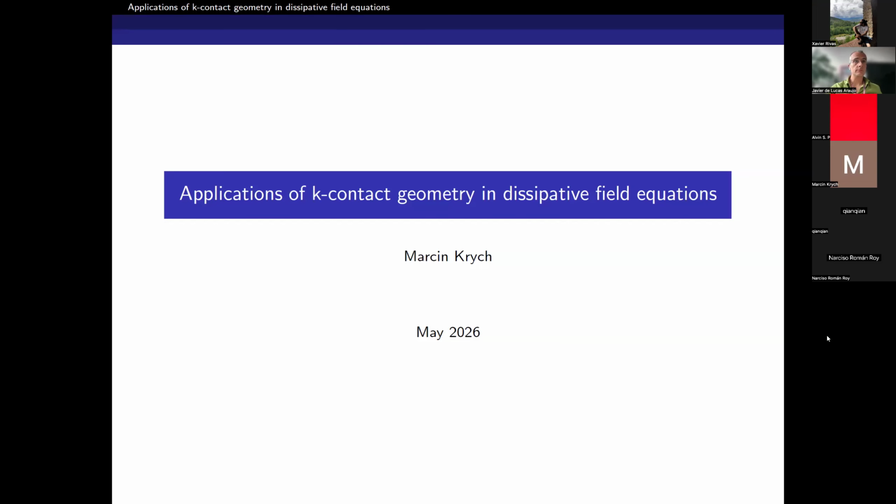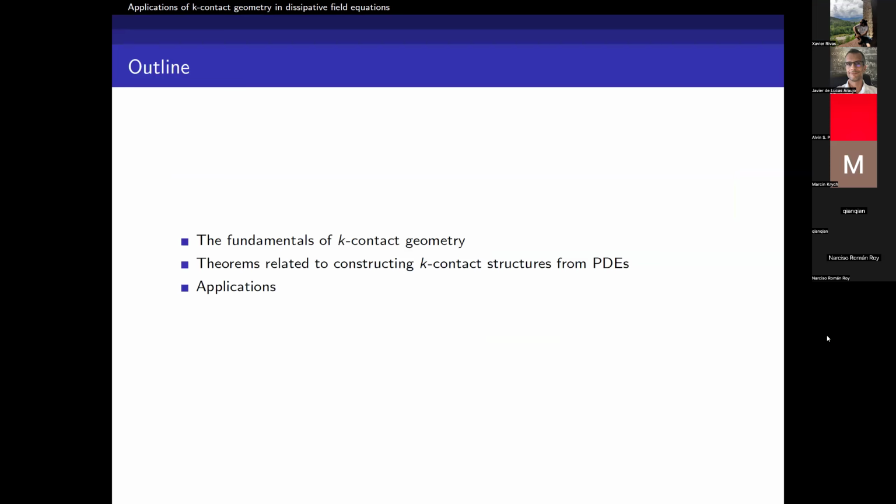So yes, as I was introduced, I will talk about applications of k-contact geometry in dissipative field equations. So let me go to the outline. I will start my talk by talking about the fundamentals of k-contact geometry. Then I will present some theorems that allow us to better construct the k-contact structures for some PDEs. And then I will go to applications.